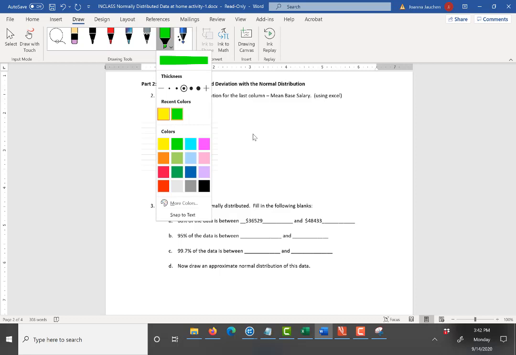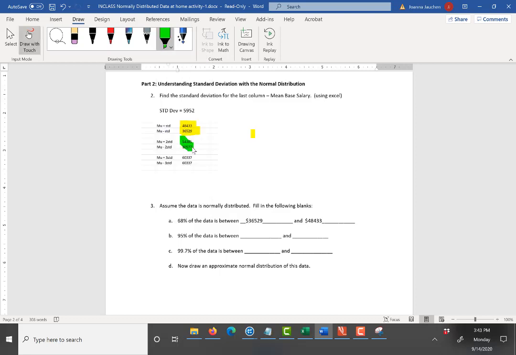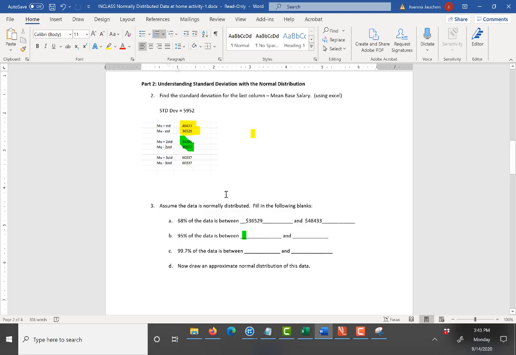Okay, then 95% of the teachers are going to be in this next group. So right here, I'm going to make it green. Those guys. Now I got it. Okay. 95% of the data is between 30,577 and 54,385. 95% of teachers teaching in Common Core schools make this much money.